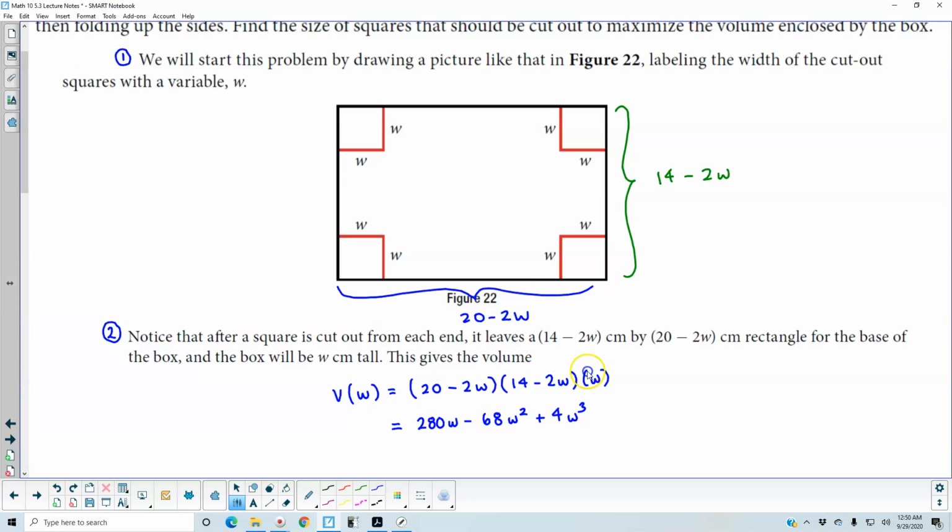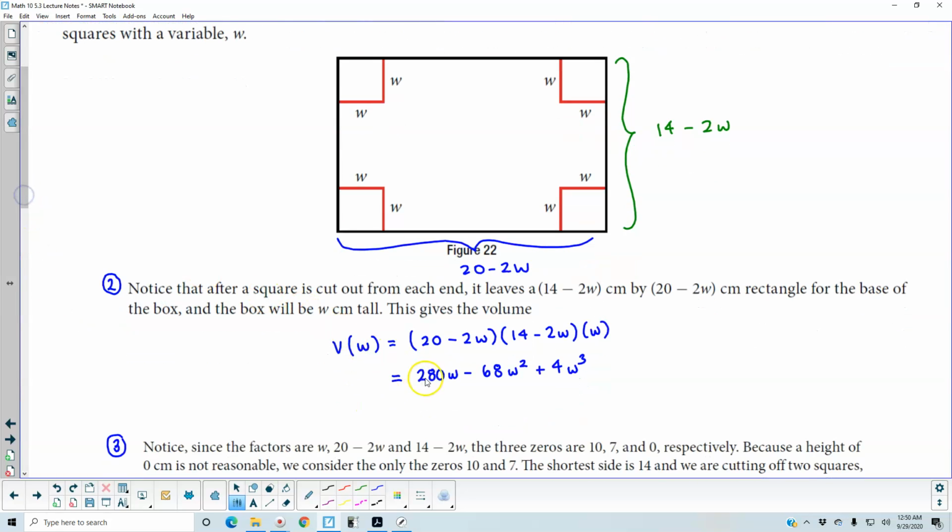Now, if we wanted to find the volume of this, the volume is taking the length times the width times the height. Well, we have 20 minus 2w for our length, our width of the box is 14 minus 2w, and the height's going to be w. So if we multiply this all out, then we're going to get 280w minus 68w squared plus 4w cubed.